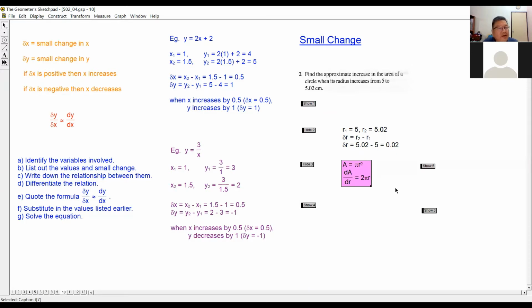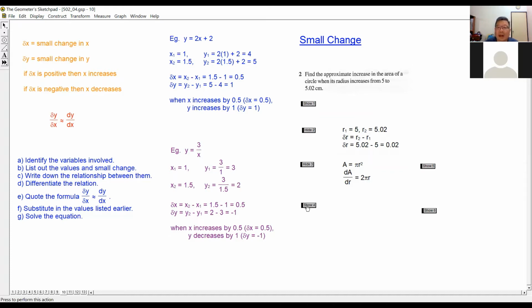After knowing the relationship, what must you do? Then differentiate the relationship. So the relationship is A equals pi r squared. When I differentiate, dA over dr is 2 pi r. What is the next step? After finding out dA over dr, what is the next step?